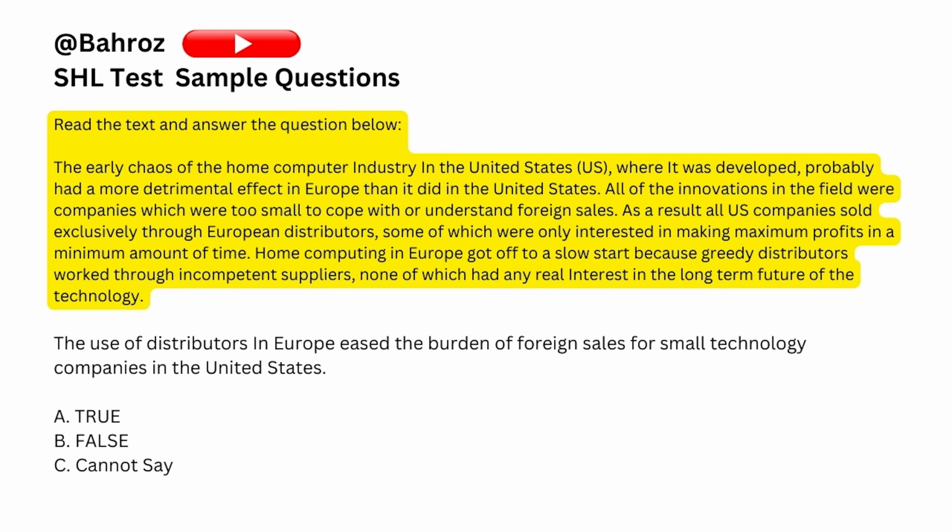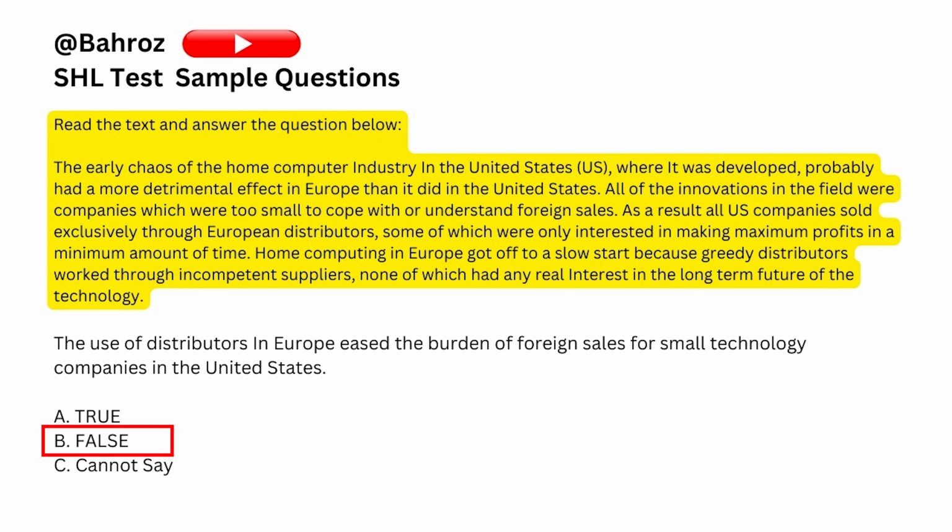Home computing in Europe got off to a slow start because greedy distributors worked through incompetent suppliers, none of which had any real interest in the long-term future of the technology. The use of distributors in Europe eased the burden of foreign sales for small technology companies in the United States.